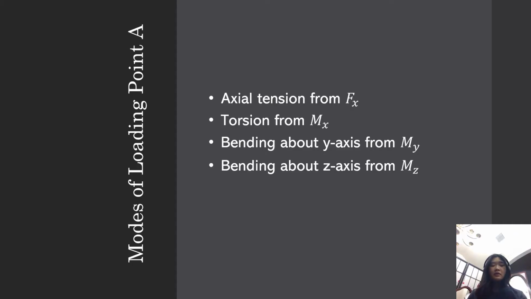The next step was to determine the modes of loading at point A. After observing point A, I found that the types of loading present were axial tension from F of x, torsional force from the moment about the x-axis, a bending about the y-axis from the moment about the y-axis, and a bending about the z-axis from the moment about the z-axis.